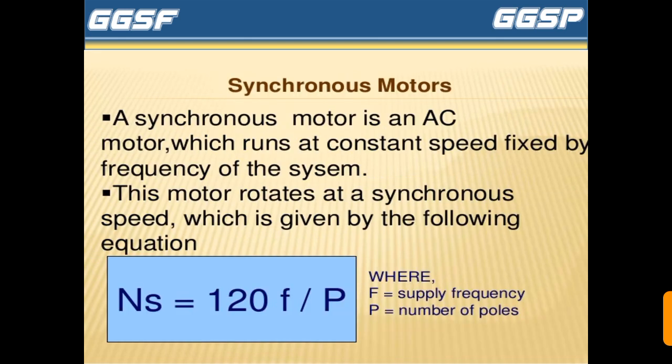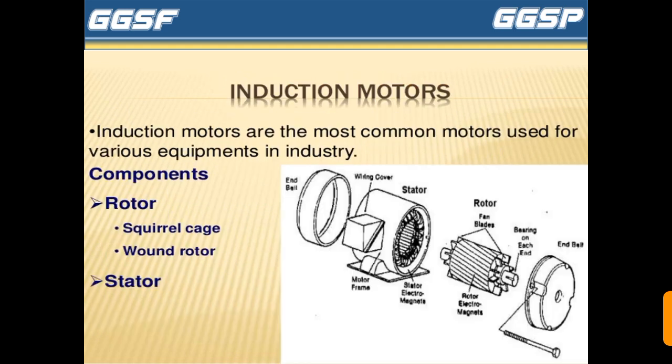Now, what are synchronous motors? A synchronous motor is an AC motor which runs at constant speed fixed by the frequency of the system. This motor rotates at a synchronous speed which is given by the following equation: Ns equals 120 F upon P, where F equals supply frequency and P equals number of poles.